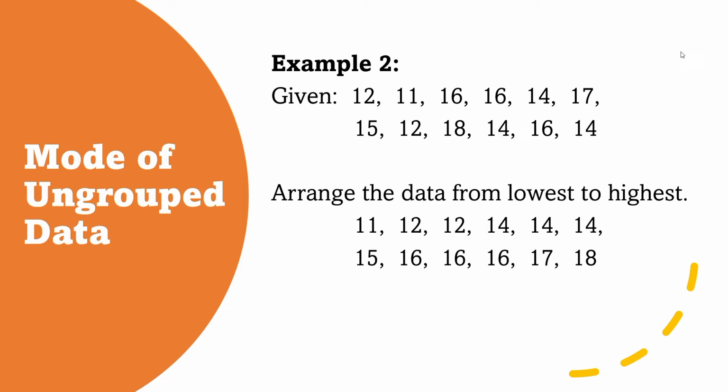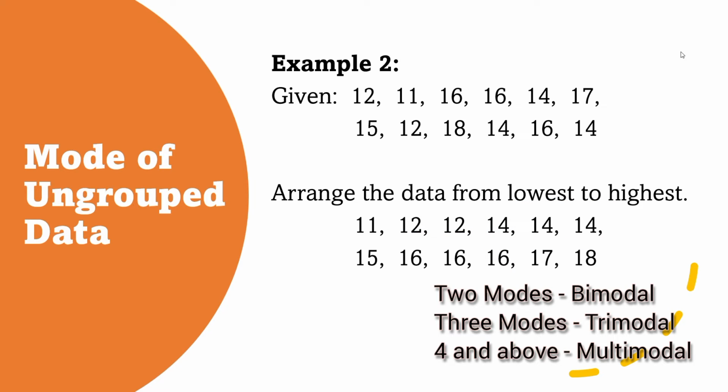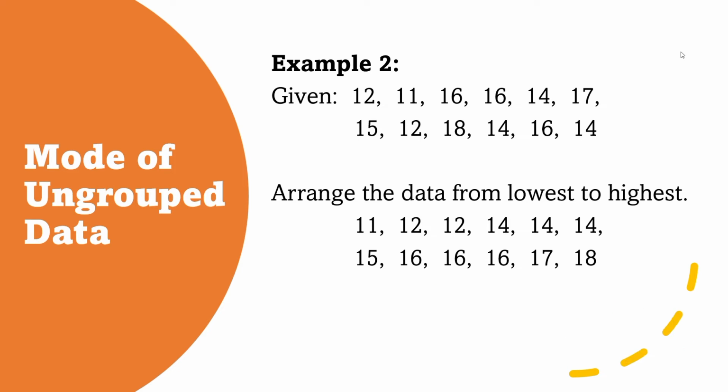So we have two modes. Ang tawag natin dyan ay bimodal. Kung tatlong number naman ang may pinakamaraming nag-appear sa isang set of data, ang tawag naman doon ay trimodal. Kapag 4 or higit pa, ang tawag naman ay multimodal. So therefore, the mode of this set of data is 14 and 16.